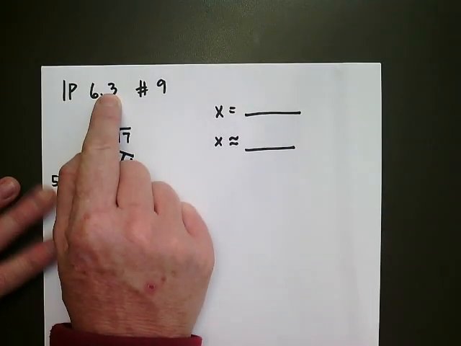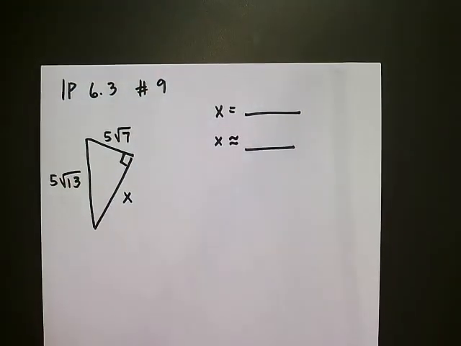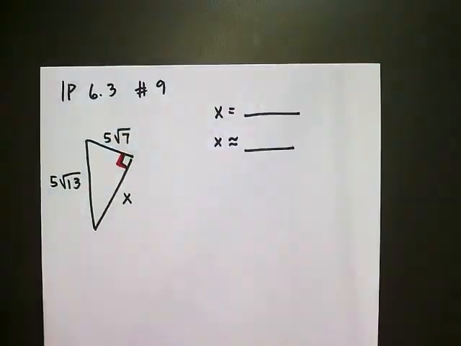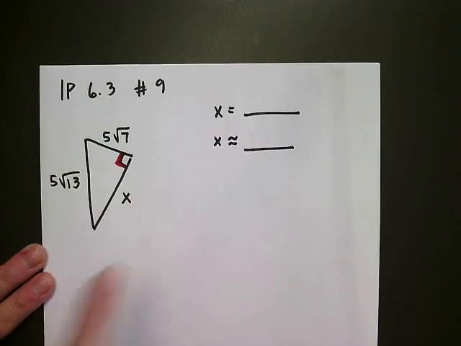Looking at independent practice 6-3. This is problem number 9. We have a right triangle. I know it's a right triangle because of this notation right there. And I'm asked to find x.